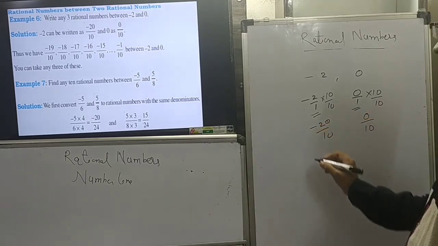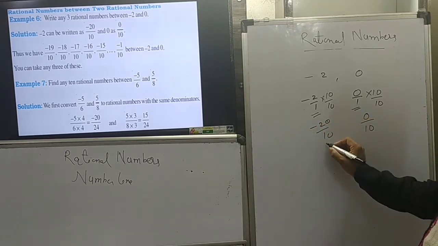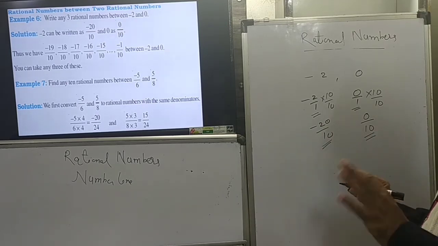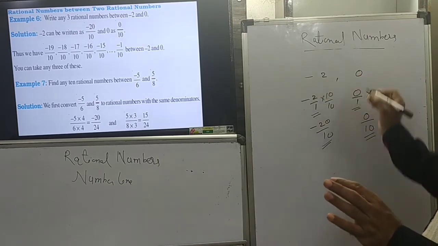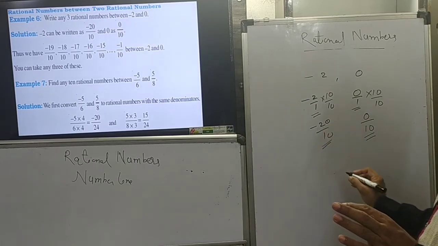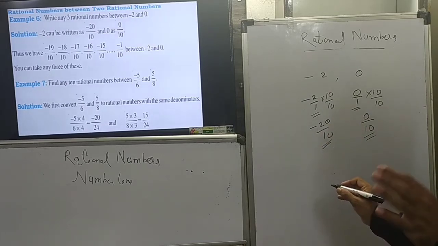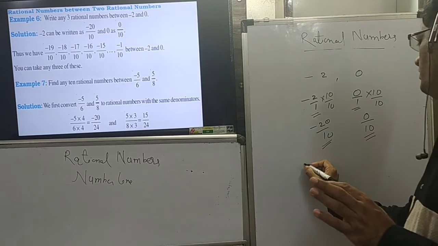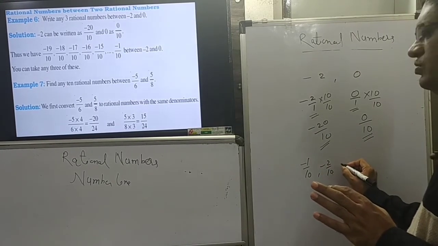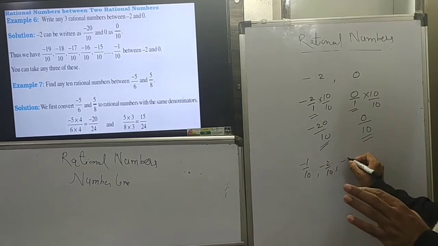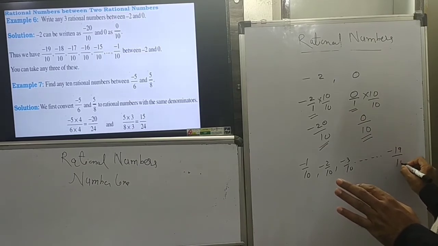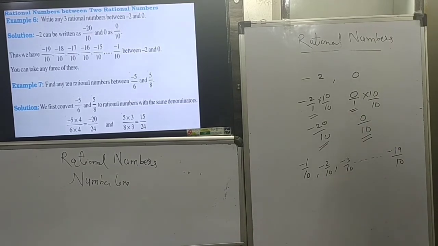So between minus 20 by 10 and 0 by 10, there are a lot of numbers. But minus 20 by 10 and 0 by 10 themselves do not lie between minus 2 and 0. Between minus 20 and 0 there are about 19 integers. So minus 1 by 10, minus 2 by 10 which is minus 1 by 5, minus 3 by 10, up to minus 19 by 10 lie between minus 2 and 0.